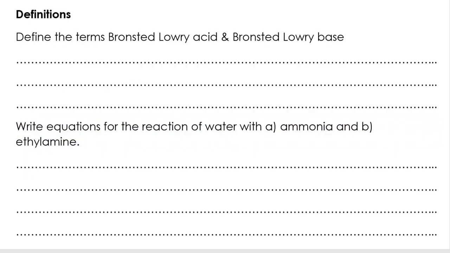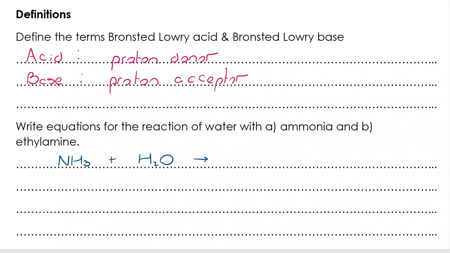Let's take a look first of all at some of the key definitions. Bronsted-Lowry acid and Bronsted-Lowry base. A Bronsted-Lowry acid is a proton donor and a base a proton acceptor. If I were then to think about the reaction that takes place with water, taking ammonia first of all, NH3 with H2O makes NH4+ and OH-, but obviously they come together to make ammonium hydroxide.